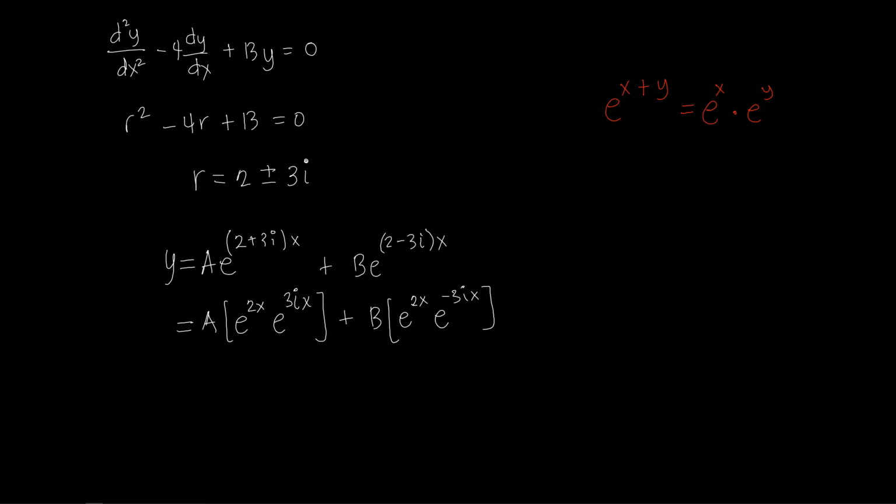So we will not pull out e raised to the power of 2x. What remains inside is A e raised to the power of 3ix plus B e raised to the power of negative 3ix.